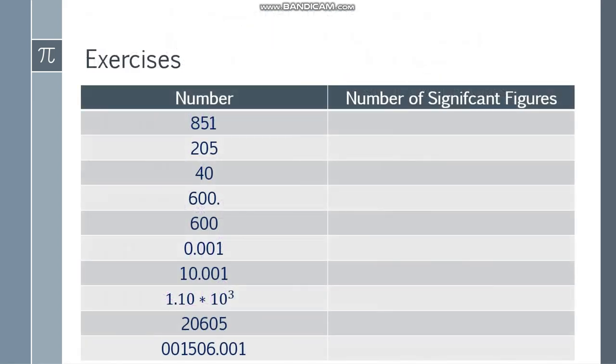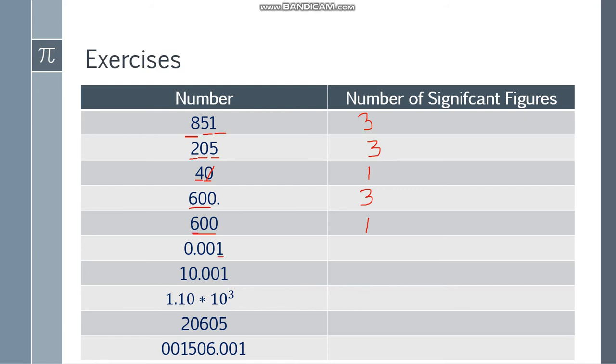So let's have some exercises. The first example is 851. The number of significant figures here is 3 because all of them are non-zeros. Next one, 205. Since the 0 is sandwiched, we can also consider it a sig fig. 40. There's no decimal point, so the trailing 0 here is not significant, so only 1. 600 with a decimal point? Yes, so we can consider the 2 zeros as significant. 600 without the decimal point, we can only check this one, the 6.